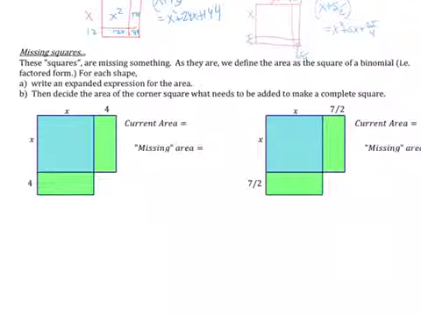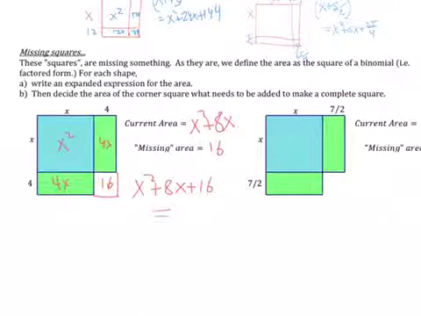So first of all, let's find the current area. Well, we've got an x squared here, and we've got a couple 4x's. So altogether, we've got x squared plus 8x. And what is this missing area that we wish we had so we would have a complete square? Well, 4 times 4 is 16. So we wish we had 16 more. So 16 is what we're missing. That would give us x squared plus 8x plus 16, which is equal to x plus 4 squared.